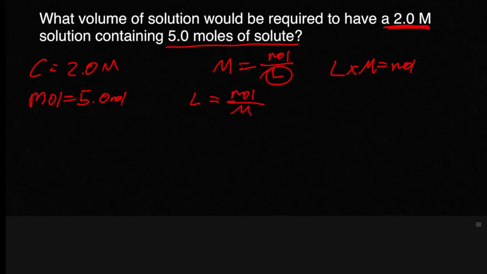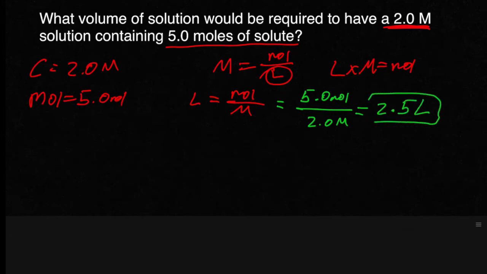So we can plug our numbers in here. We get volume, or liters, is equal to 5.0 moles of our unknown solute divided by 2.0 molar. And we find that we would need 2.5 liters of solution. But wait, there's another way to solve this problem, and I sort of prefer the second way of solving it.